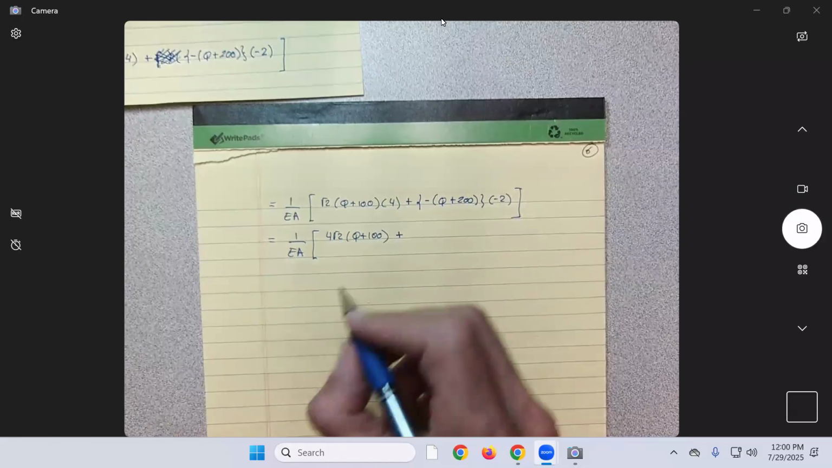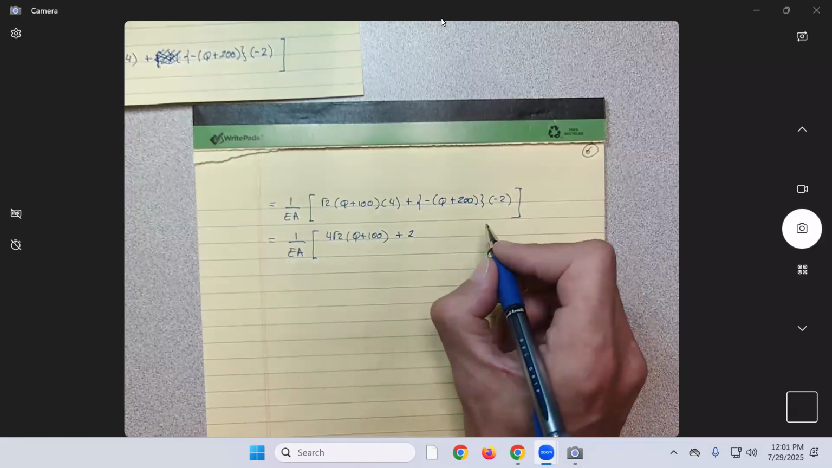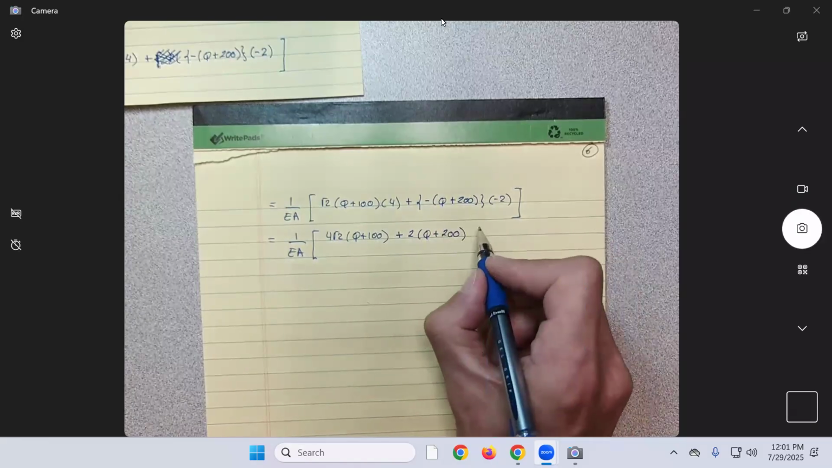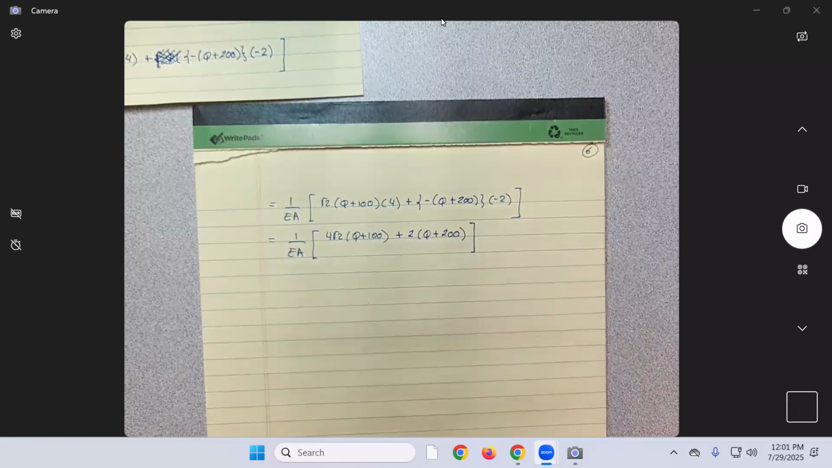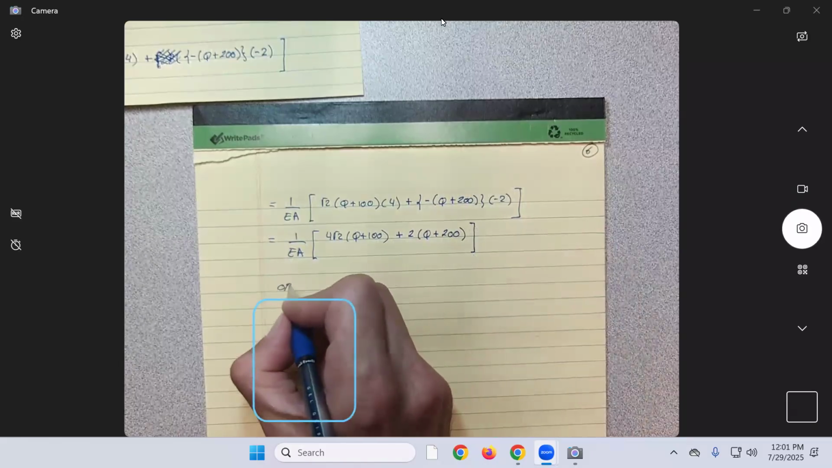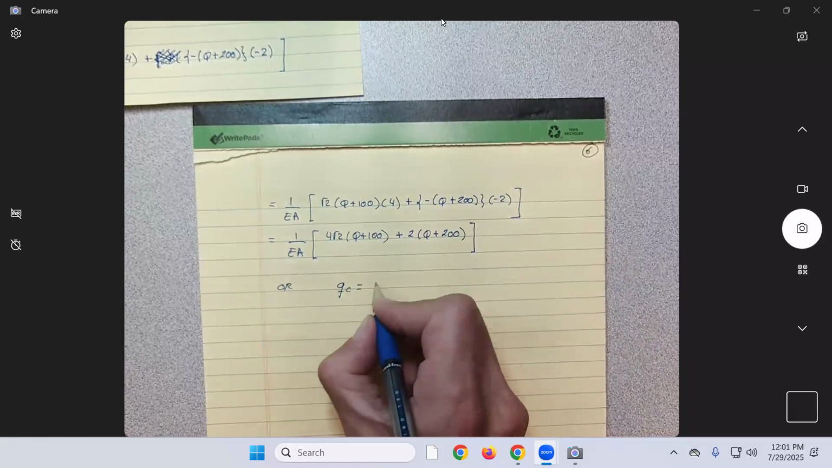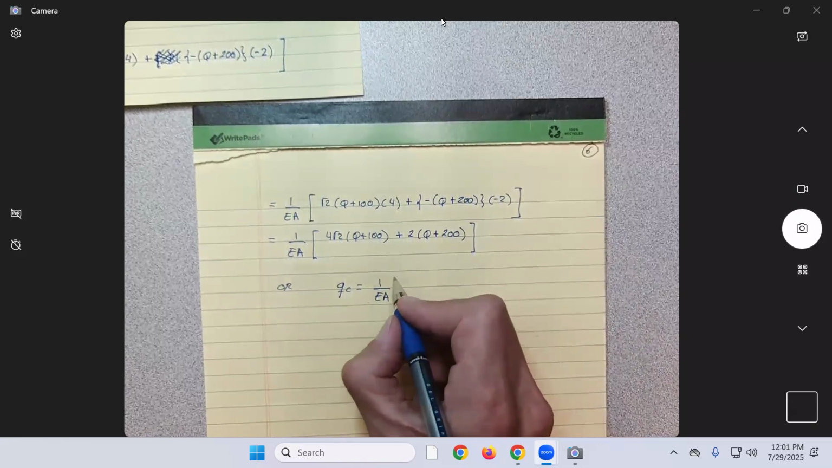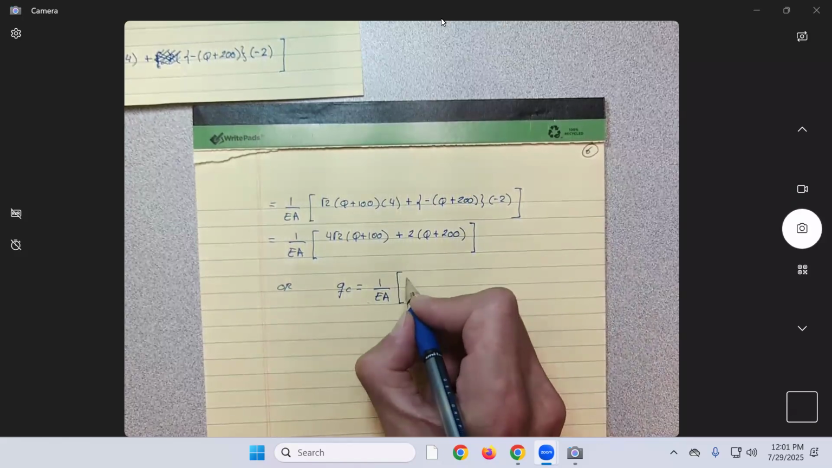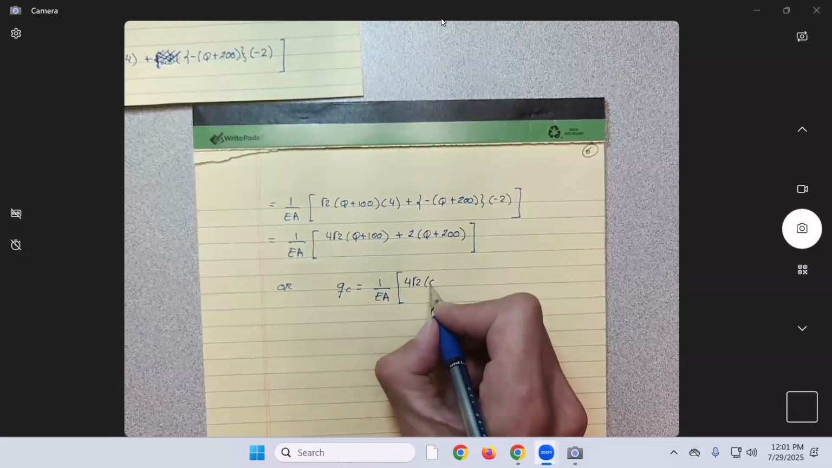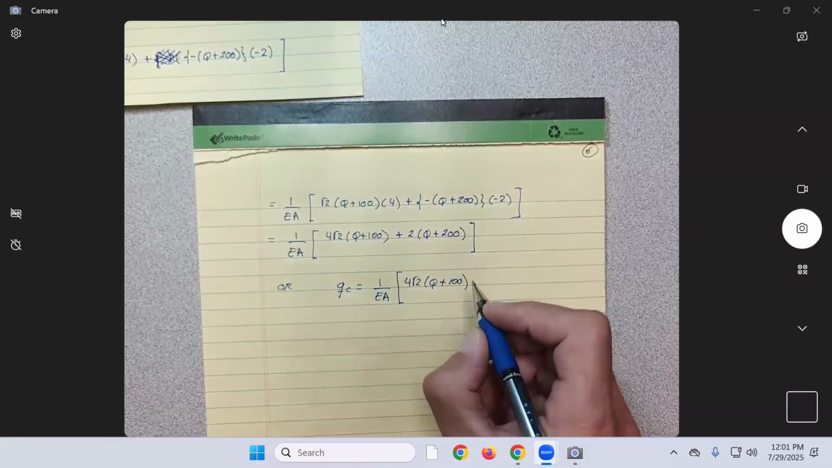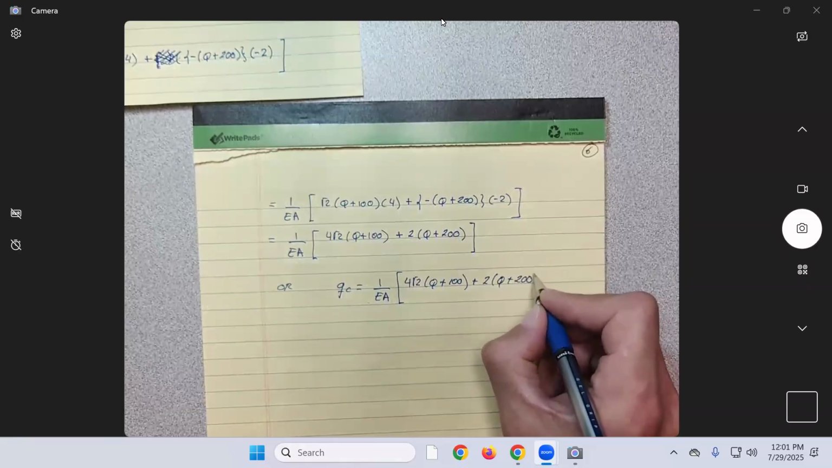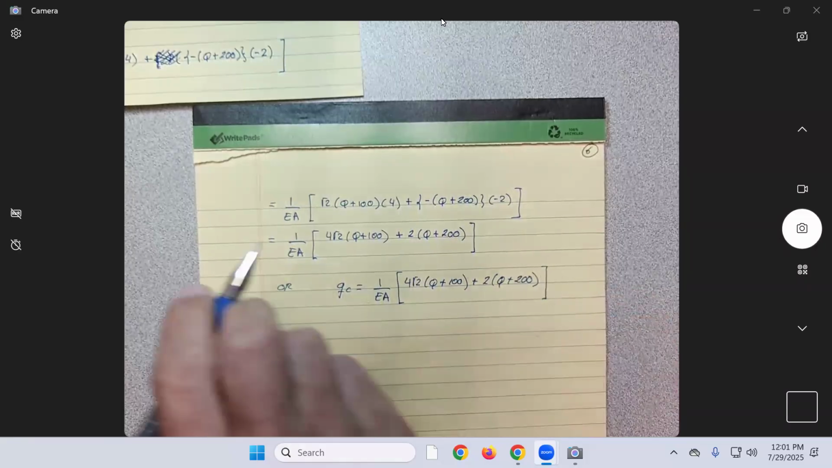plus 2 times Q plus 200. At the end, I could say Q sub C would be equal to 1 over EA, okay, I'm not going to do more algebra, it's enough, times 4 square root of 2 Q plus 100 plus 2 times Q plus 200.